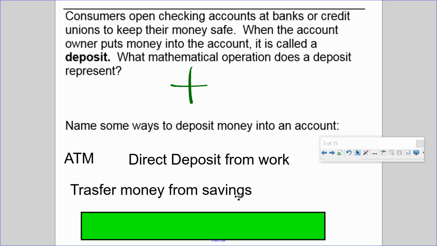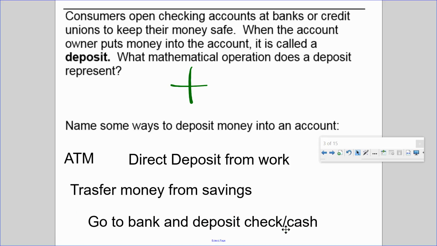Another way is to transfer money from savings. A lot of people have two types of account, a checking account and a savings account. Like some of you may have a college savings account. So you put money in your savings account, and then when you need it, you transfer it into your checking account. So you have money to pay for college books, tuition, and so on.